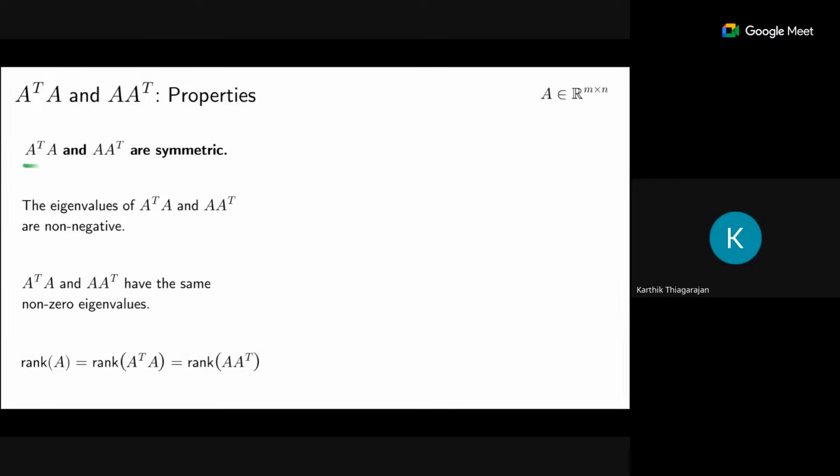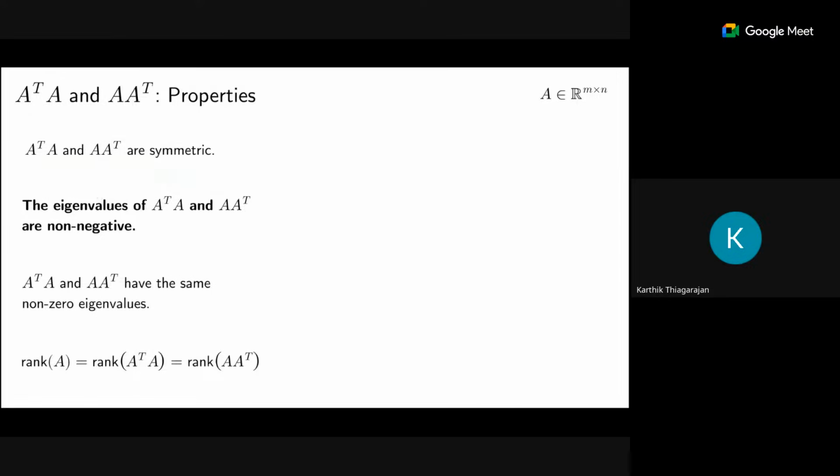I'll also tell why each of these properties is important. This being symmetric allows us to do Q D Q transpose, right? That is the main advantage of this. The proof is very simple and straightforward: you take the transpose, equate it, and you obviously see that this is the original matrix.